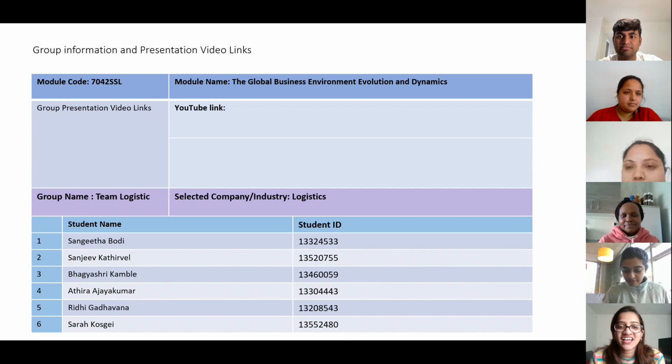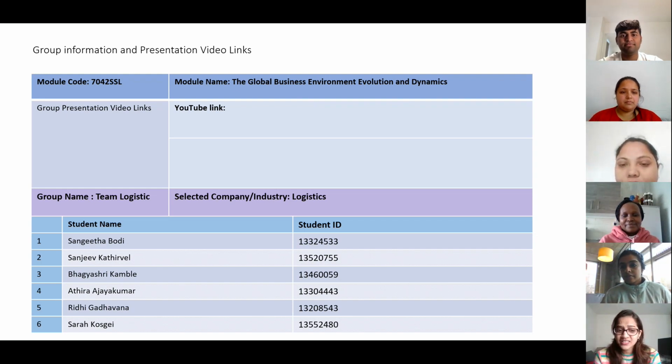We are from Team Logistics and we are going to talk about global business environment in logistic industry. Let me introduce my team members. Myself, Sangeeta Bodhi. My team starts with Sanjeev Kadirvel, Bhagyashri Kamvel, Adira Ajay Kumar, Riddhi Gadavana, and Sarah Koskai.